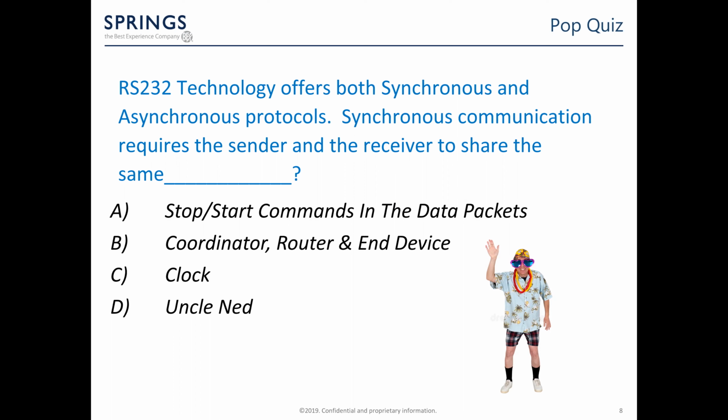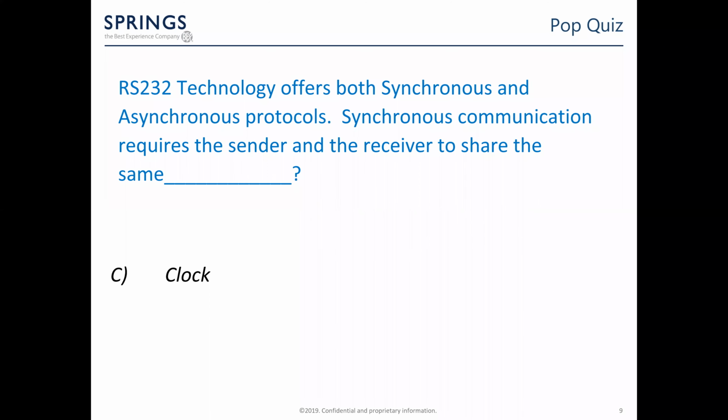All right. So the answer is the clock. They share the same clock. The sender provides the timing signal to the receiver, so the receiver knows when to read the data. Synchronous communication generally has higher data rates and greater error checking capability.